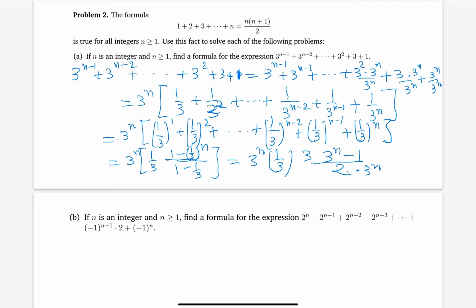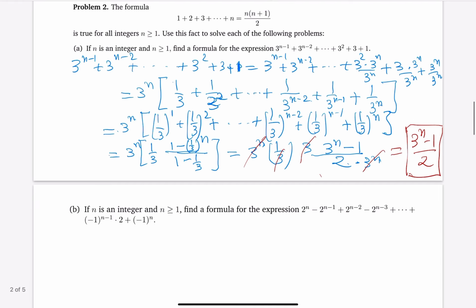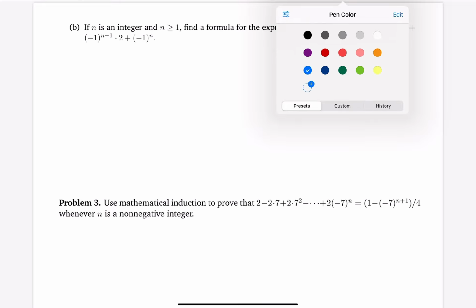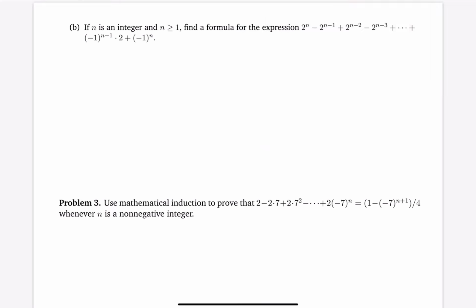3 to the n will cancel out. Look at here, 3 to the n will cancel out. And then you end up having the final solution is 3 to the n minus 1 divided by 2. That's it. This is your final solution for this one. The next one you got a B. Check. The next one you got this one.